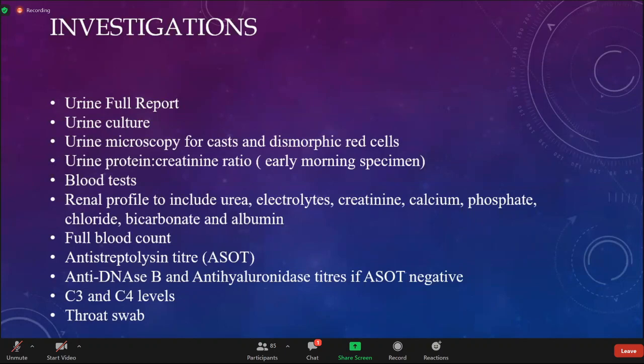Then you can do blood tests, especially to look at the renal functions. And to confirm the diagnosis, you need to do anti-streptolysin titers like ASOT and the complement and so on. Those are very important investigations where you can confirm the diagnosis and also get an idea about the severity of the condition.